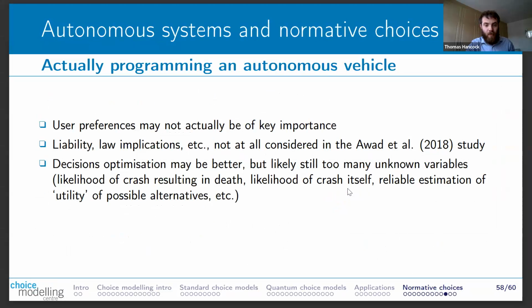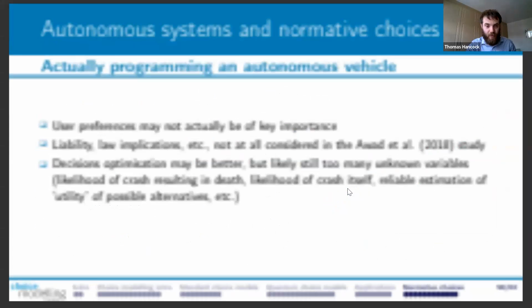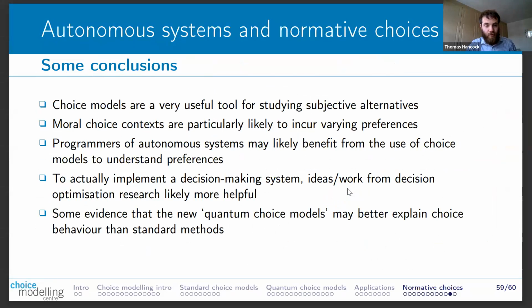But we can see here how choice models, this is just a quick demonstration, can actually be used to understand the preferences of the underlying population. So choice models, in conclusion, are a very useful tool for studying subjective alternatives. When there's not a clearly definable best alternative, and you want to understand different preferences, then that's going to be really good. Multiple choice contexts are particularly likely to incur varying preferences, is what we found in general. So it's a particularly useful case.